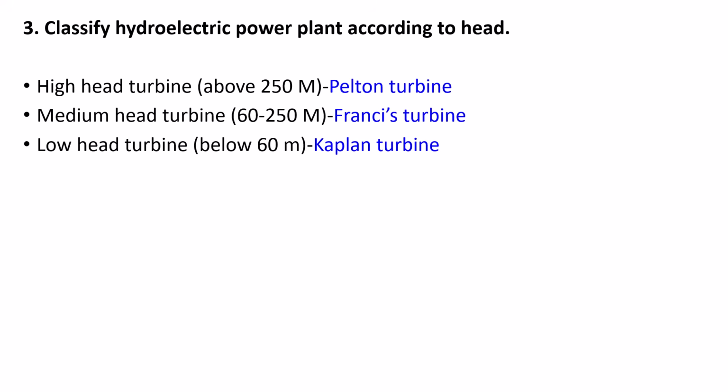An example is Francis turbine. Low head turbine, that is below 60 meters. The turbine is called low head turbine. An example is Kaplan turbine.